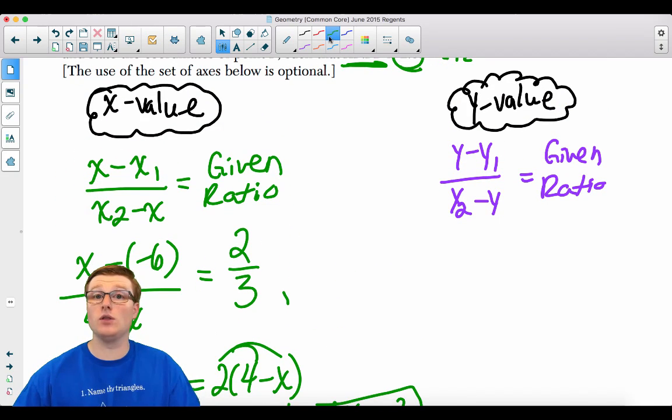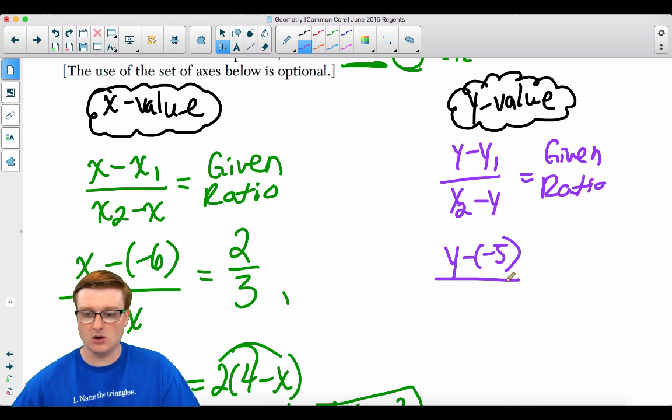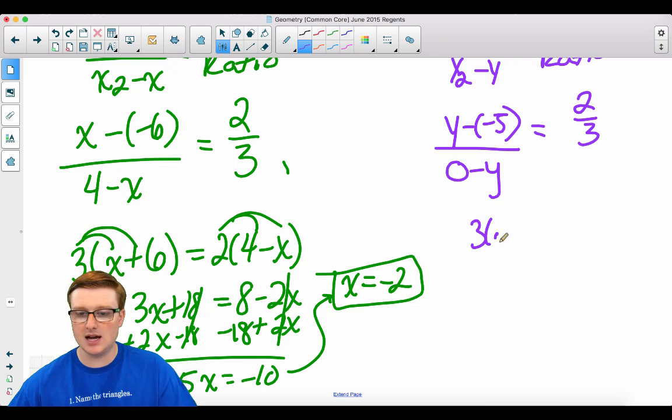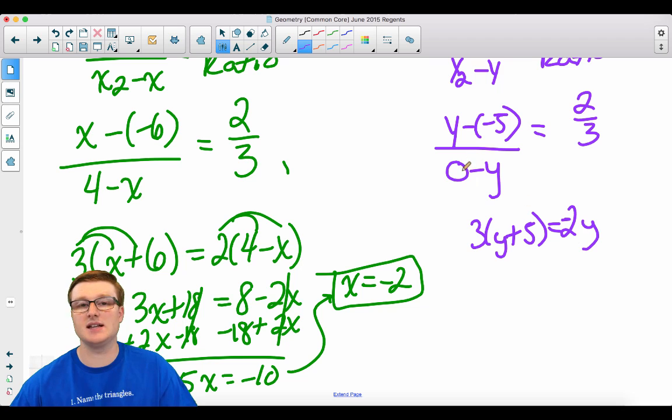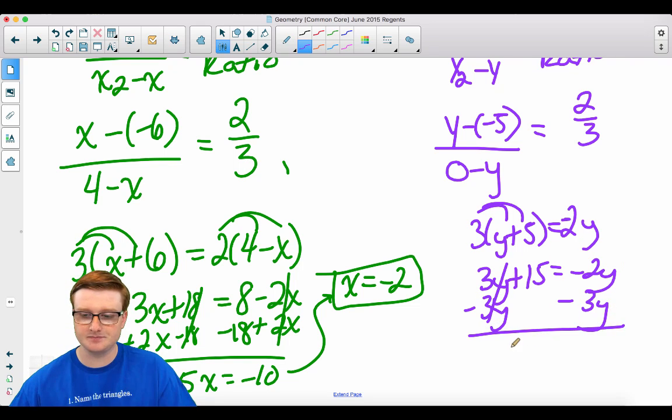Now let's go ahead and solve for the y value. So we have y minus -5 over 0 minus y is equal to the given ratio of 2/3. We're now going to cross multiply. So we get 3 times y plus 5 is equal to -2y, because that 0 doesn't do anything. I'm going to distribute that 3. We get 3y plus 15 is equal to -2y. I'm going to subtract the 3y on both sides. Then we get 15 is equal to -5y. And then we divide by that -5 on both sides. And you get y is equal to -3.